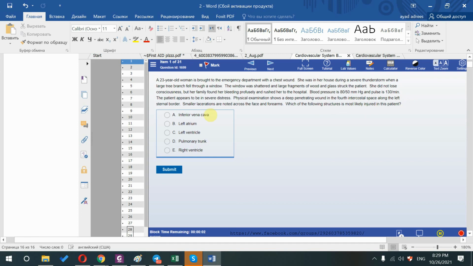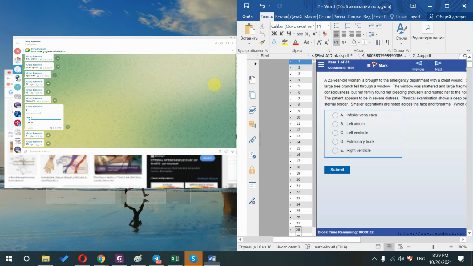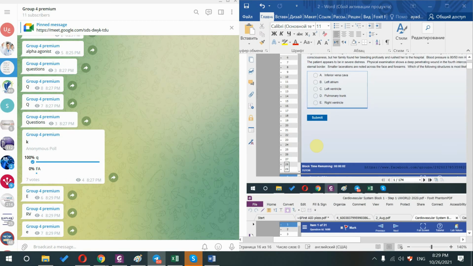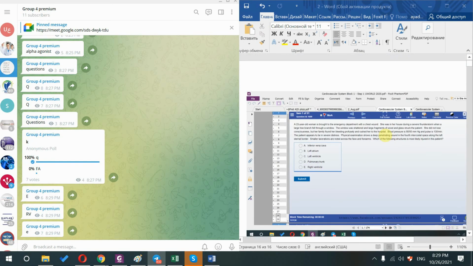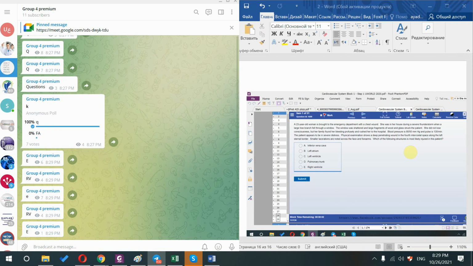Is it the inferior vena cava? Is it the left atrium? Is it the left ventricle? Is it the pulmonary trunk? Or is it the right atrium? What do you think, guys? So basically, the area that was injured in here is the anterior most chamber of the heart, which is... Excellent job, everybody. It's the right ventricle.